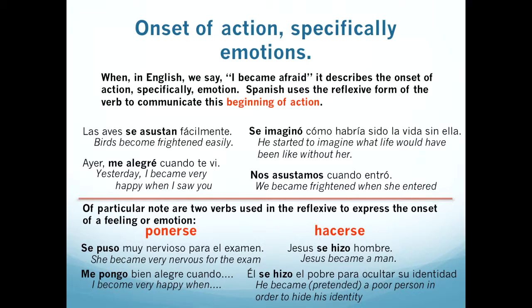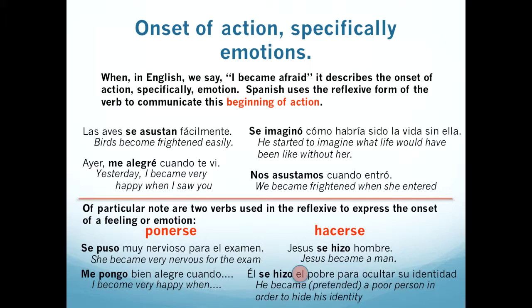Él se hizo el pobre para ocultar su identidad. He became or pretended to be a poor person in order to hide his identity. This is a particular use of the reflexive hacerse. And the way that you would form this is by using el pobre or él. Él se hizo el inocente. He pretended to be an innocent person.